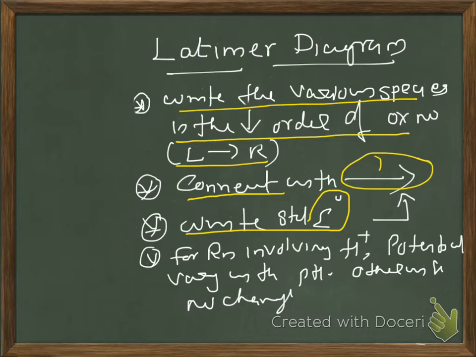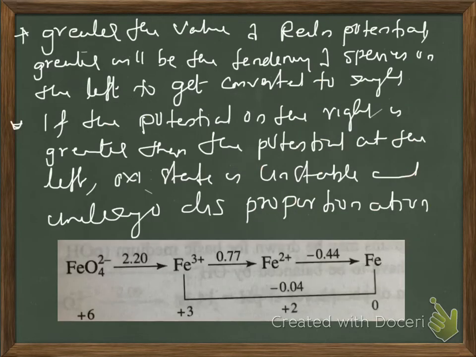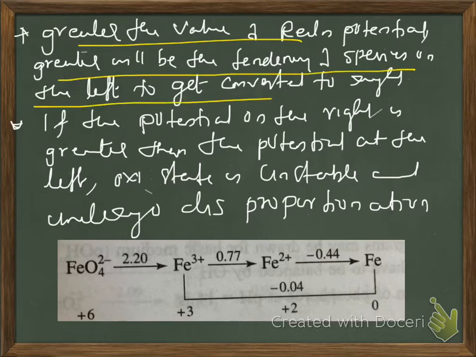Fourth one, for reactions involving H plus. If a reaction involves H plus in balancing, the potential of the system varies with pH. If there is no H plus or OH minus in the equation, that potential will be independent of the pH. That means in acidic medium and basic medium they have the same potential. All these can be seen one by one in the examples. Greater the value of reduction potential, greater will be the tendency of the species on the left to get converted to the right.